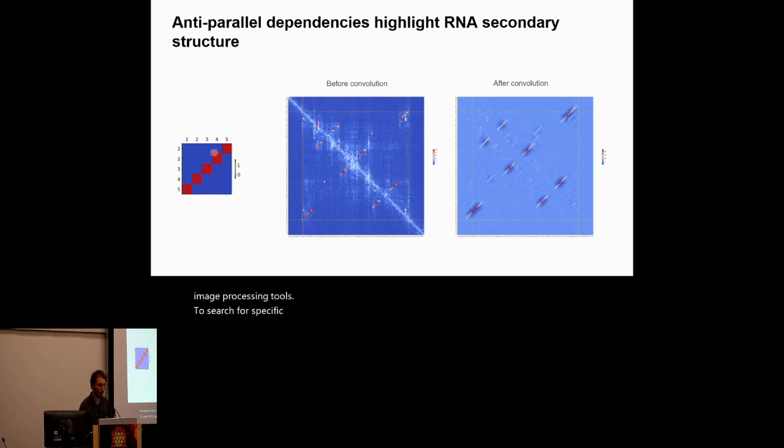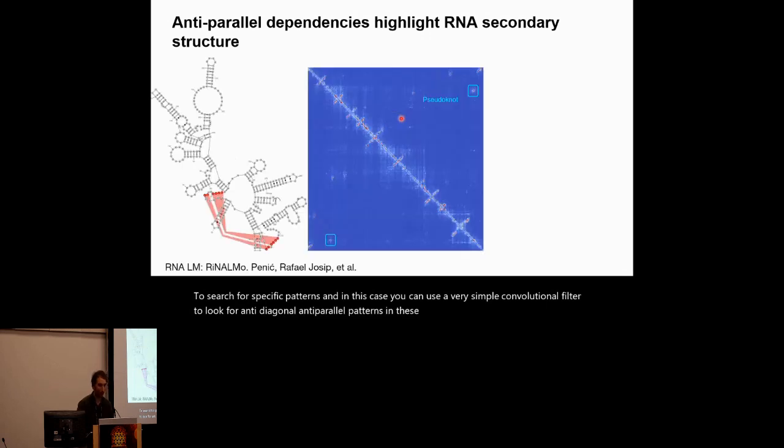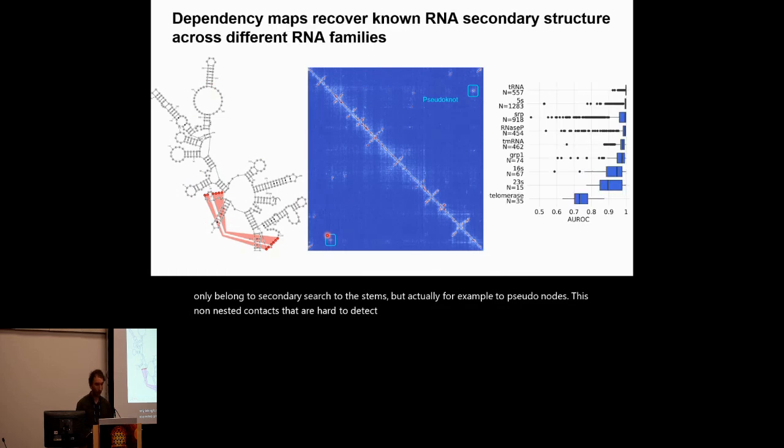And in this case, you can use a very simple convolutional filter to look for anti-diagonal, anti-parallel patterns in these matrices. And indeed, the top hits that we see belong to RNA secondary structures, such as in this case, and not only belong to secondary structure, to the stems, but actually, for example, to pseudoknots, these non-nested contacts that are hard to detect computationally. So actually, if you take these maps and use them to predict the contacts from structure directly without any fine-tuning, you can already achieve a very good performance.